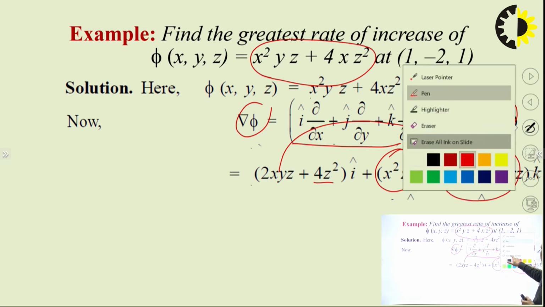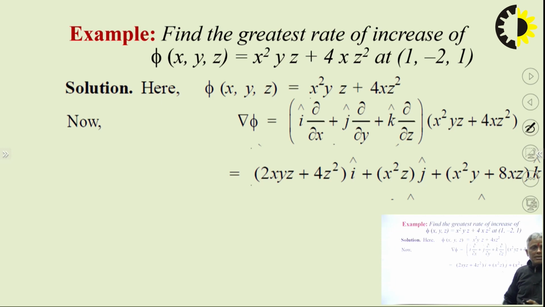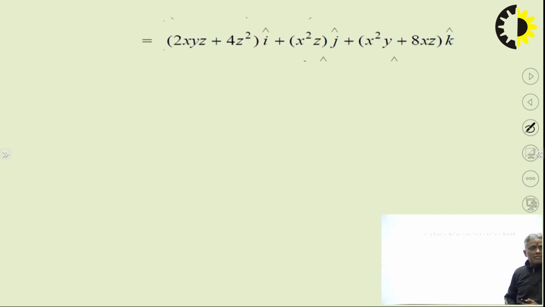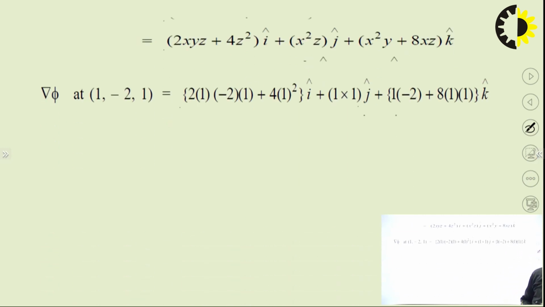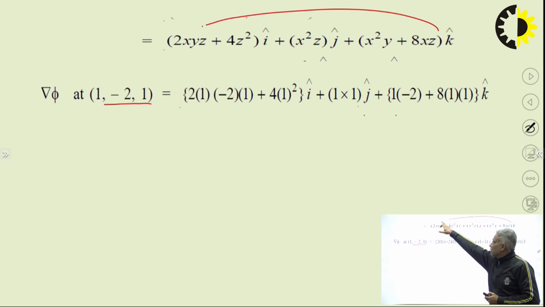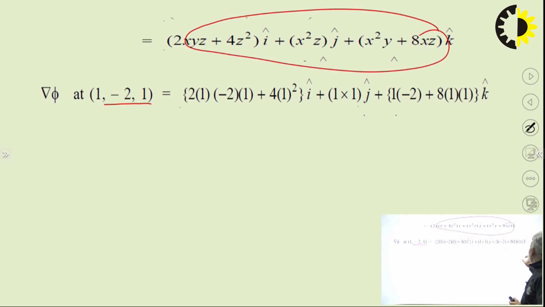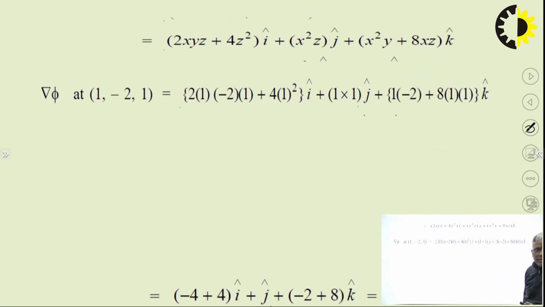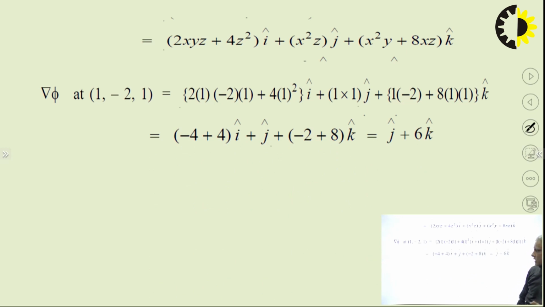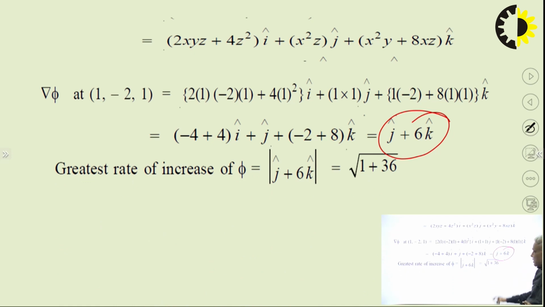In this way we can calculate the partial derivatives along the x axis, y axis and z axis, and the component of this at the point (1, -2, 1). We put the values of x, y, z in this and calculate the maximum directional derivative here. So this is j plus 6k cap. How to calculate the maximum rate? The maximum rate is the magnitude of this, and the result will be the square root of 1 plus 6 square, 36, that is root 37.